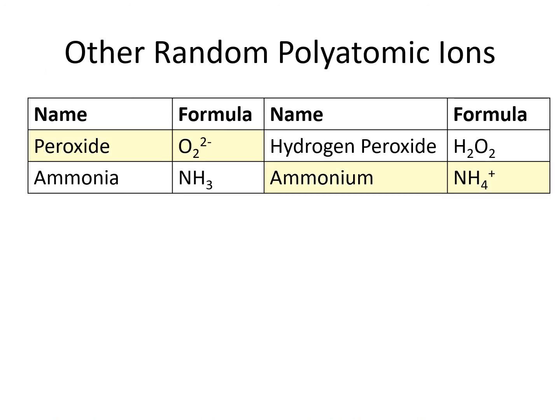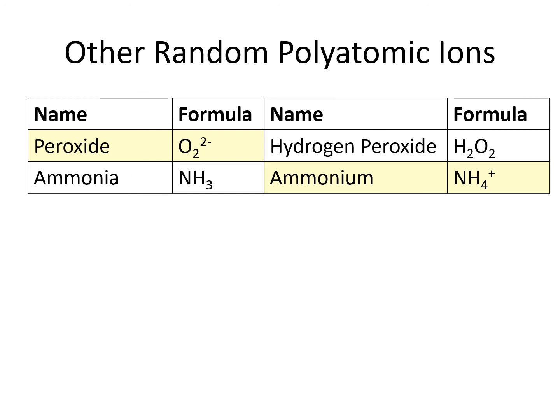The last two polyatomic ions are peroxide and ammonium. Peroxide is similar to the O2 molecule, but instead of being neutral, it has a -2 charge. Peroxide is different from the oxide ion, which has 1 oxygen and a -2 charge. Rather than naming the neutral molecule with hydrogens as an acid, H2O2 is called hydrogen peroxide.